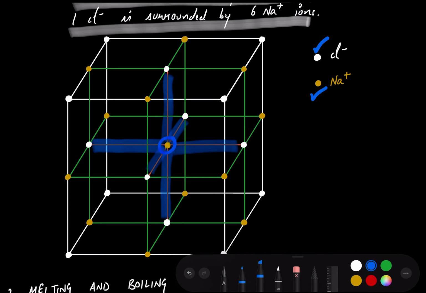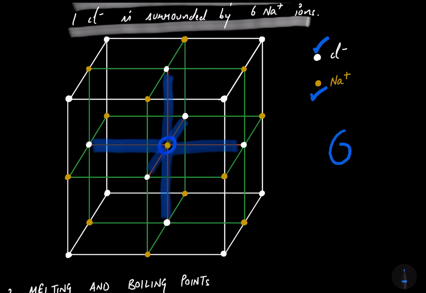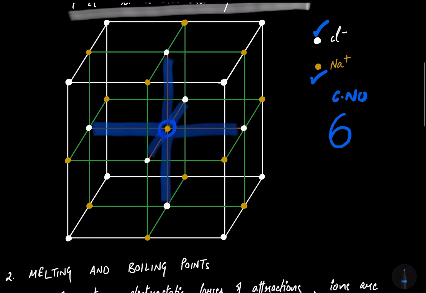So here we are having the coordination number of 6 in the crystal, or in the lattice, of NaCl. That is, one Cl- forms 6 ionic bonds with 6 Na+, and one Na+ forms 6 ionic bonds with 6 Cl-. So that's the coordination number of 6.